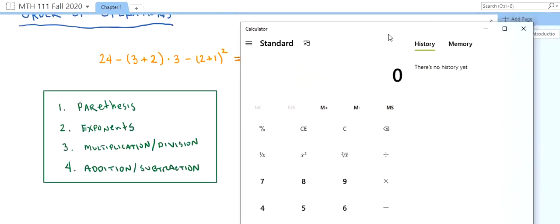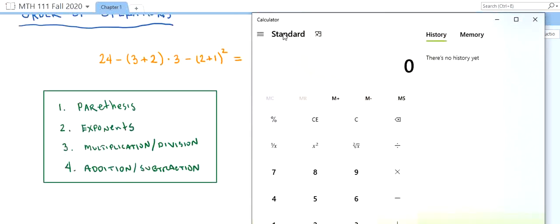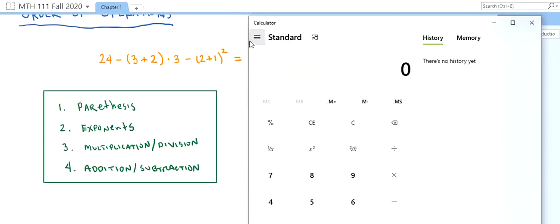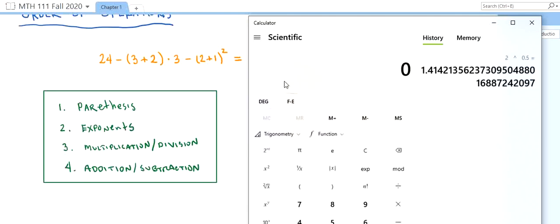This is the calculator for Windows 10. Now Windows 10 has a problem. The standard calculator, there's an error in its programming. It does not follow order of operations. If you switch it over to scientific, it does.